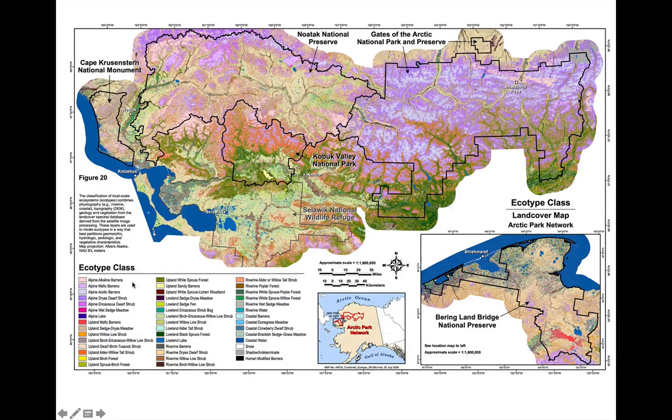If you see, this is the ecotype classes. Most of it is just these alpine areas, but you can see there's a little bit of green over here. So if we wanted to get some diversity, we might consider an area that's over here or maybe over here, where we get a little bit more diversity in the ecotypes. So we might preserve more species that way.